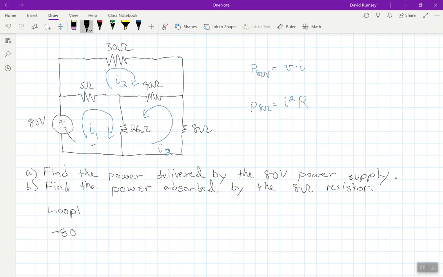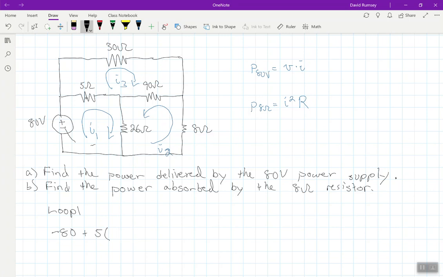Now, you can start anywhere in this loop. You could start with the 5 ohm. I always just tend to start with the power supplies. So I come into the negative side, it's minus 80. Now remember, the loop you're in is always the positive. So I'm going to have current times resistance. I'll write the resistance first, so it's 5 ohms.